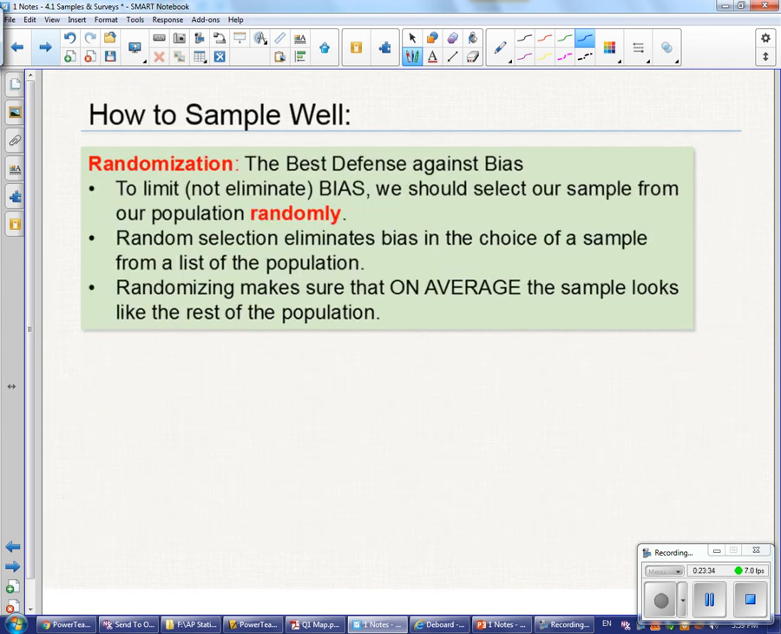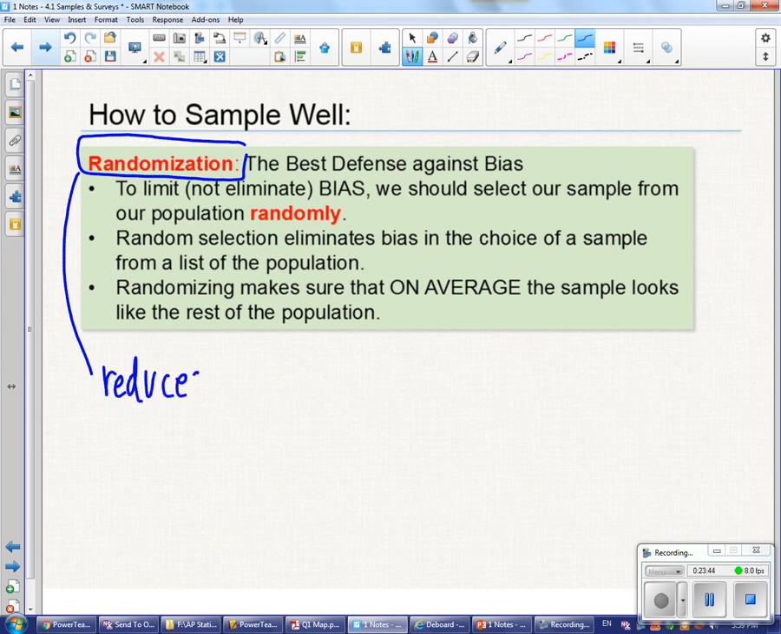Okay, so how can we reduce at least sampling bias? Randomization is how we reduce selection bias.